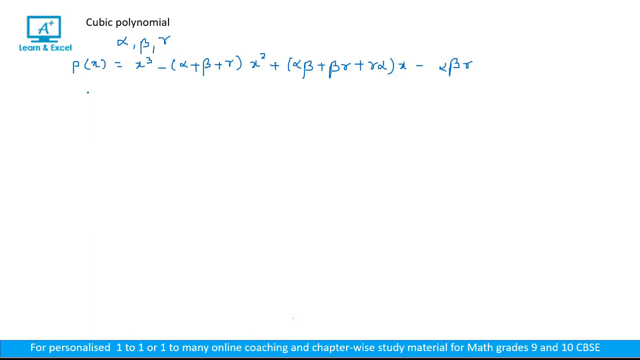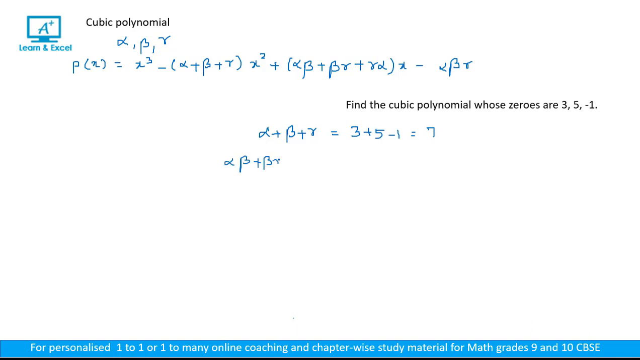Now let us take an example. If we have to find the cubic polynomial and the zeros are given to us as 3, 5 and minus 1, then first we will find alpha plus beta plus gamma, which will be equal to 3 plus 5 minus 1, which is equal to 7. Next we will find alpha beta plus beta gamma plus gamma alpha, which is equal to 3 into 5 plus 5 into minus 1 plus minus 1 into 3. So we will get this as 15 minus 5 minus 3, which is also equal to 7.